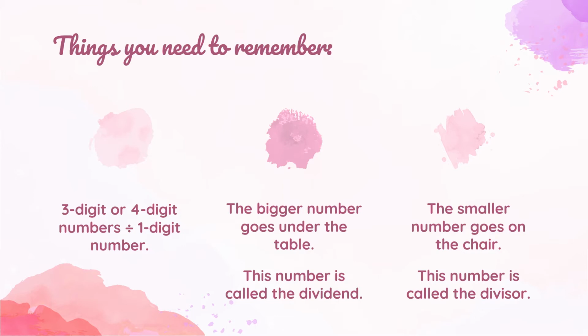The bigger number goes under the table, and this number is called the dividend. So because it's a bigger number, it gets a bigger name. And the smaller number goes on the invisible chair. This number is called the divisor. So a smaller number gets a smaller word.